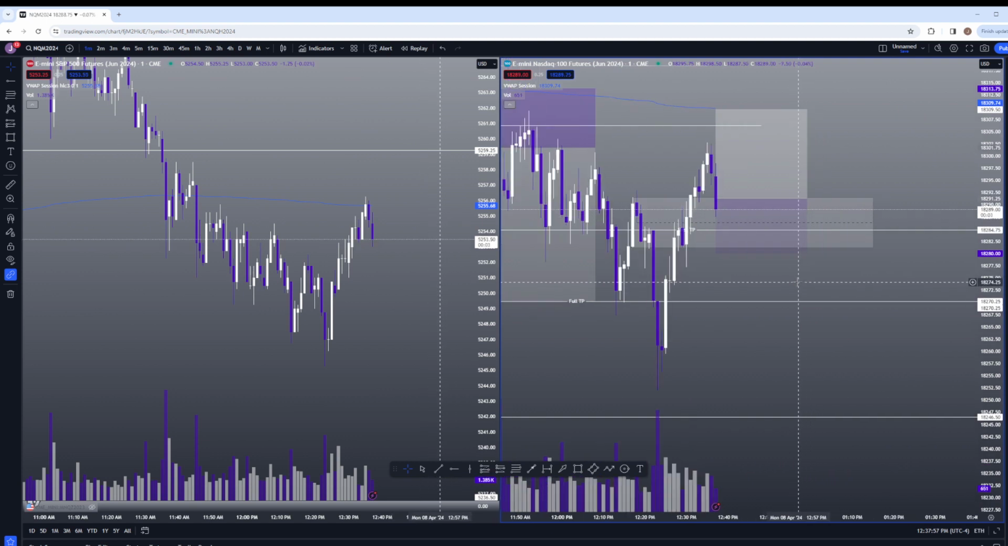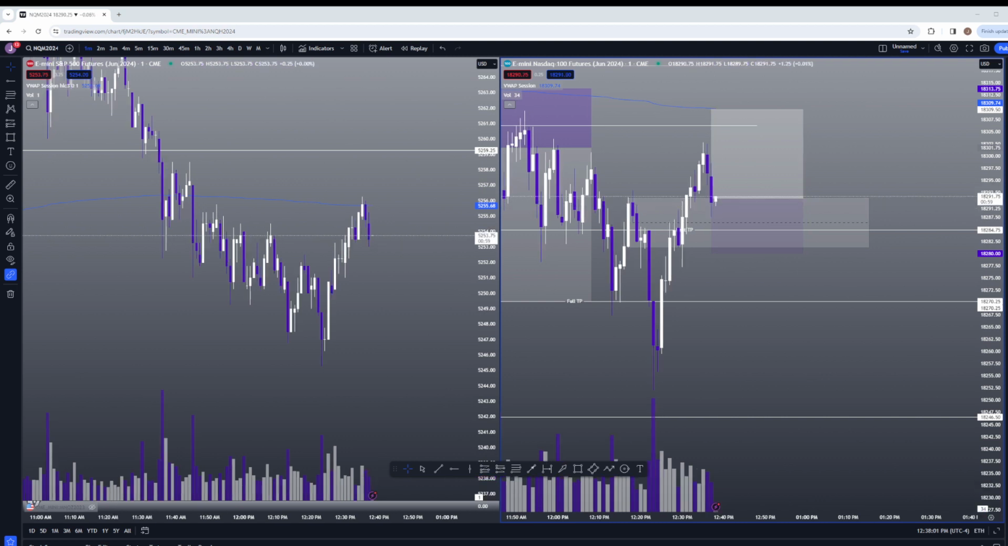Strong bearish candle. If we start to see a bounce here, I will look for longs. But if we continue down with strong momentum, I'm not going to get anything. Okay, I just got an entry in the longs there, guys. I just got an entry in the longs.